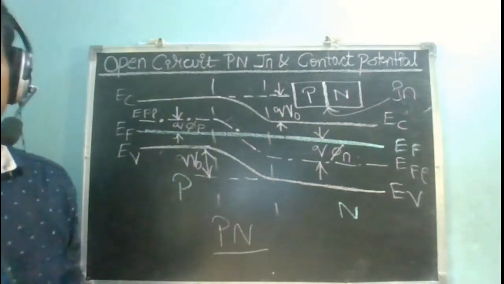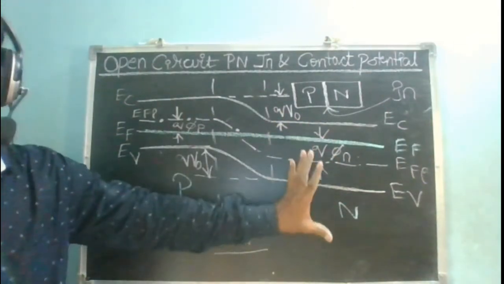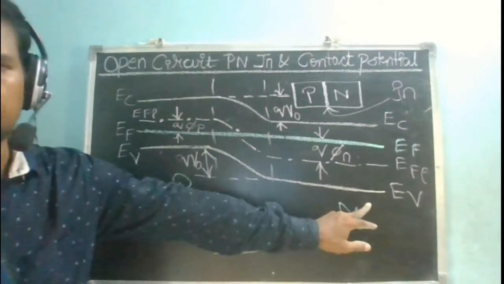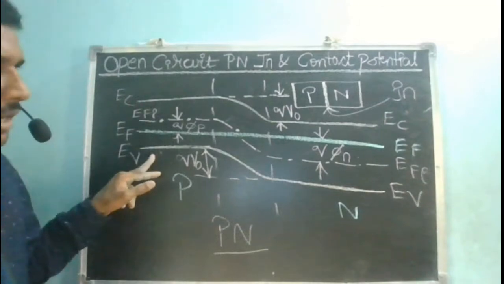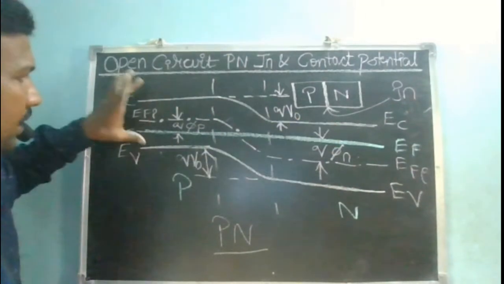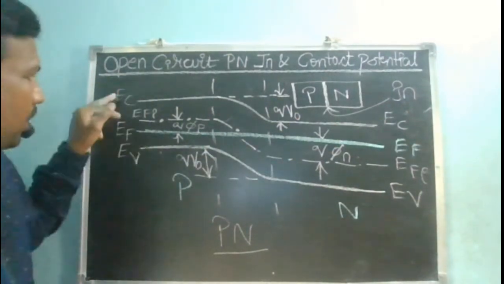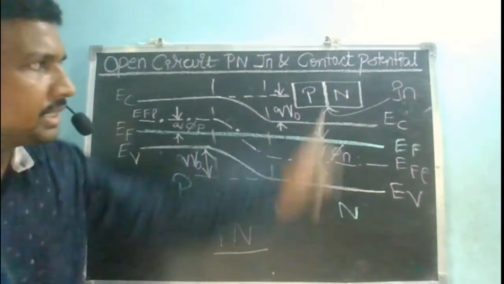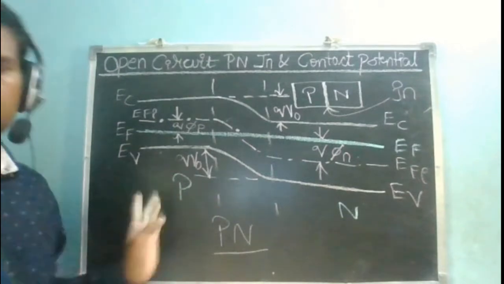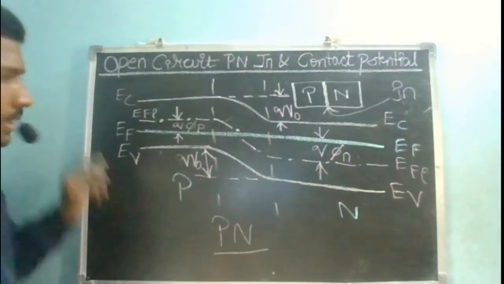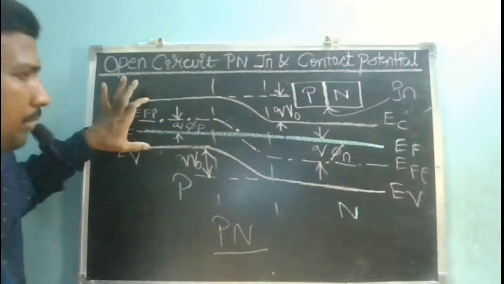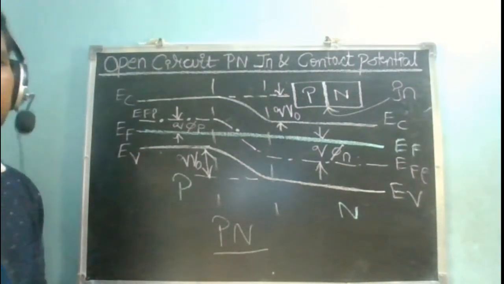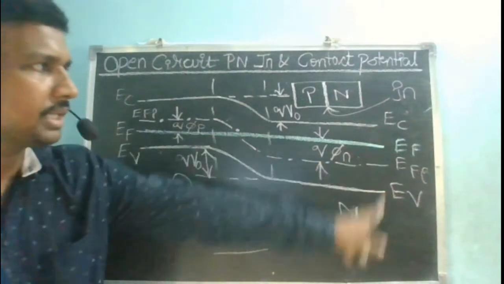From here you take some distance, whatever you want, as your length for EG. Then you draw your EV. Similarly, here EV you have already drawn. The same distance you have taken, take it here also for drawing this EC. So you have drawn EC and EV in the case of P type, EC and EV in the case of N type, and the Fermi level in both cases. Now what is left is EFi. EFi will be exactly in the middle of your EC and EV in either P side or N side. Then you draw your EFi in the middle of your EC and EV.